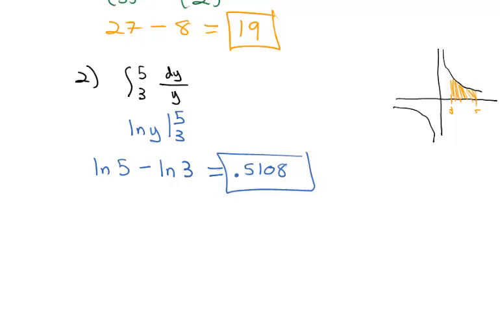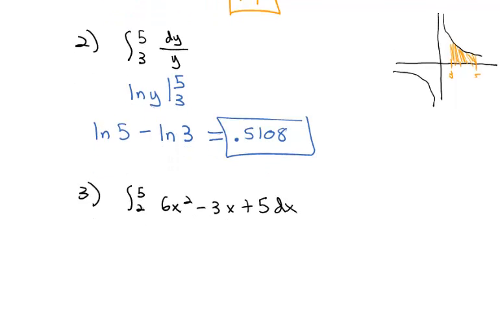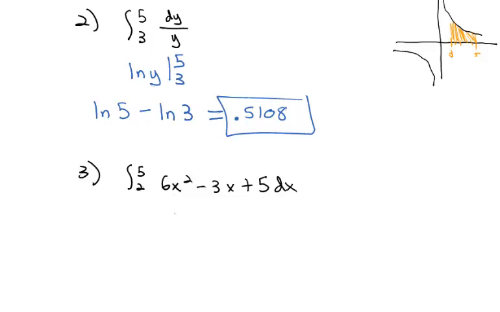Now, something we want to be very, very careful of is when we're doing something like the integral from 2 to 5 of several terms. Maybe 6x squared minus 3x plus 5 dx. Well, we know the antiderivative of 6x squared is x cubed divided by 3 times 6, and 6 divided by 3 is 2. Minus x squared divided by 2 times 3, which is 3 halves, plus 5x. And we're going to integrate this from 2 to 5.